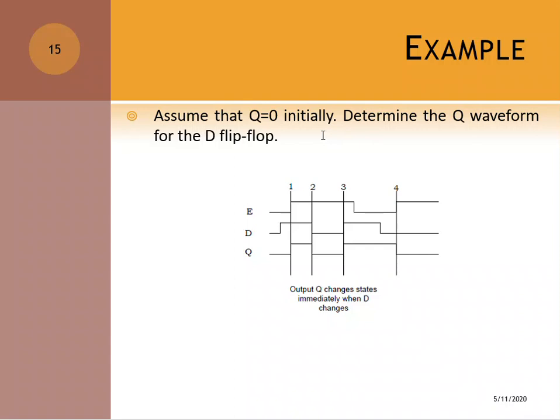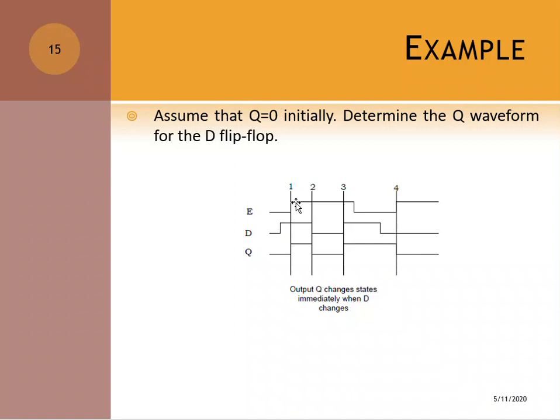Assume that Q equals 0 initially. Determine the Q waveform for the D latch. This is not a D flip-flop, it is supposed to be a D latch because we have E. So E is 0, D is 0, and initially Q is also 0. You can see that D changed to 1, but Q is still 0 because E is 0, and also it is in the middle of the clock.